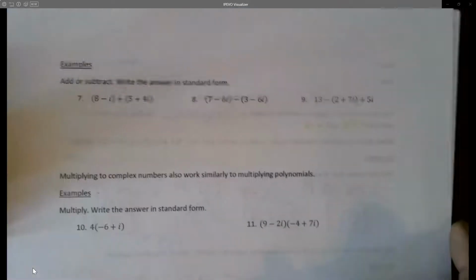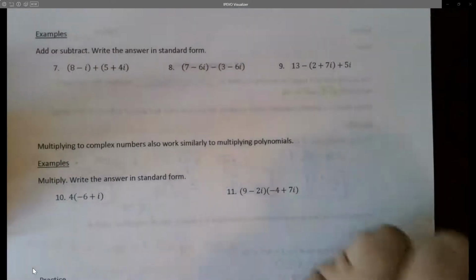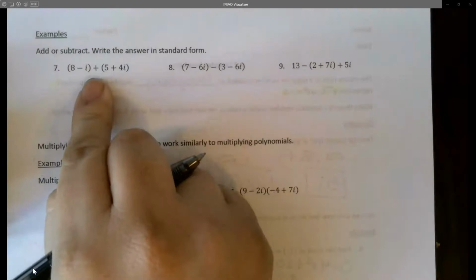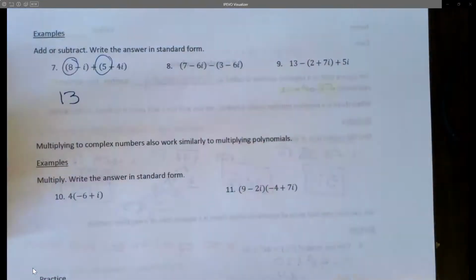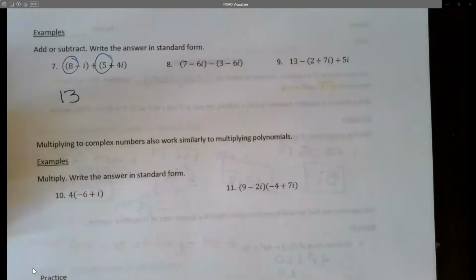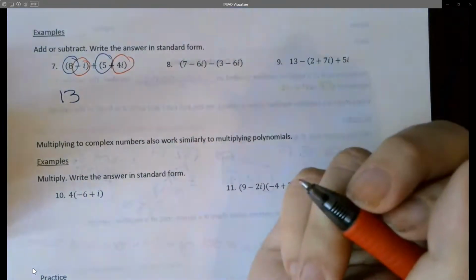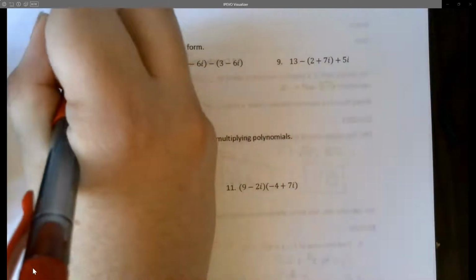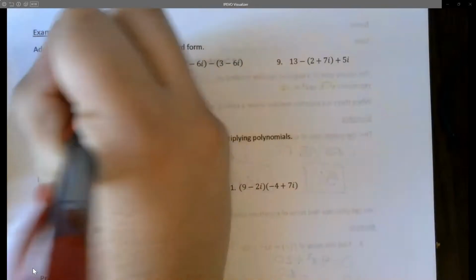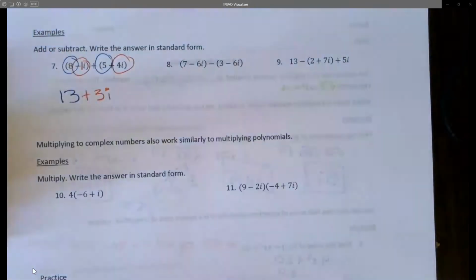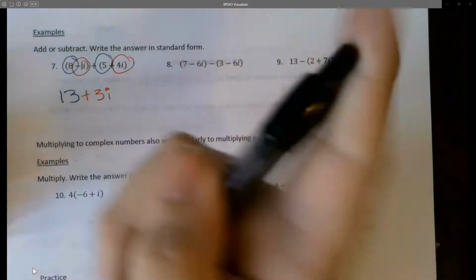So 7 through 9 want me to add or subtract and then write my answer in standard form. When I have a plus sign in between, I just read it like normal. So I'm going to combine my real numbers together. I have 8 and 5 that need to be added. That gets me 13. Then I want to take my two imaginary parts. I have negative i and 4i. So this has a secret 1 out front. I really have negative 1 plus 4, which gives me positive 3i. And that is my answer on this question.